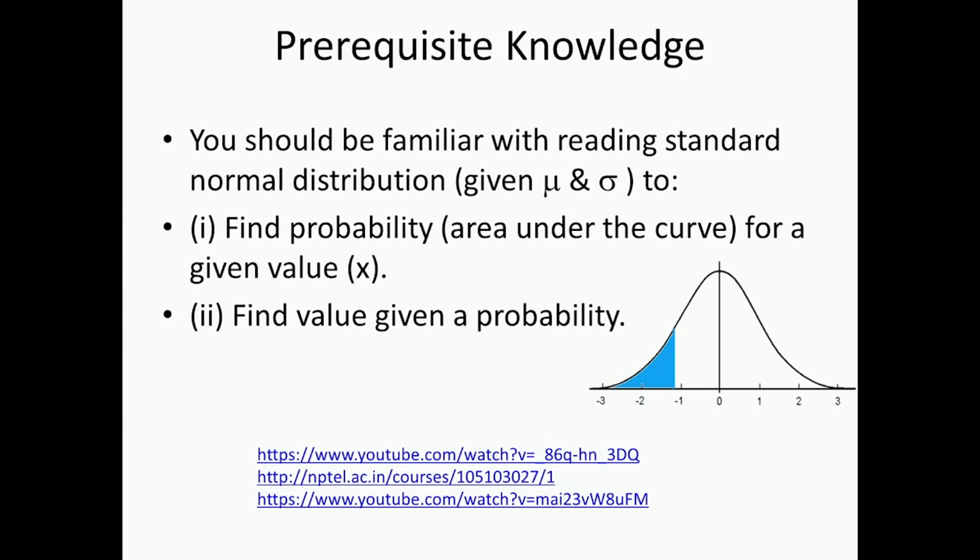Now, to follow this lecture, one of the prerequisites we are assuming is that you are aware of how to use a normal curve: the probability of an area for a given value, as well as finding a value for a given probability. So you should be able to do these exercises with a normal curve. If you are not familiar with this, there are several sources on the web. I have listed a few here, but this is something you should be familiar with, because a lot of these operations are required in PERT.